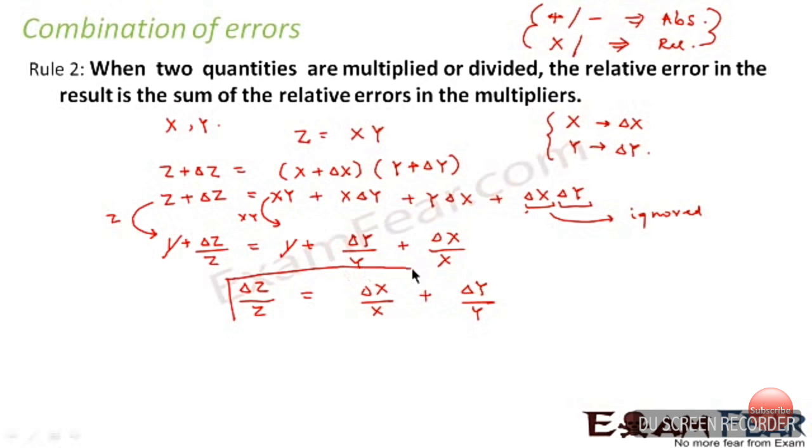So what did we prove? We proved that in case of multiplication, the relative error, because this is nothing but relative error. We saw the definition of relative error. It was the ratio of the absolute error to the actual quantity.